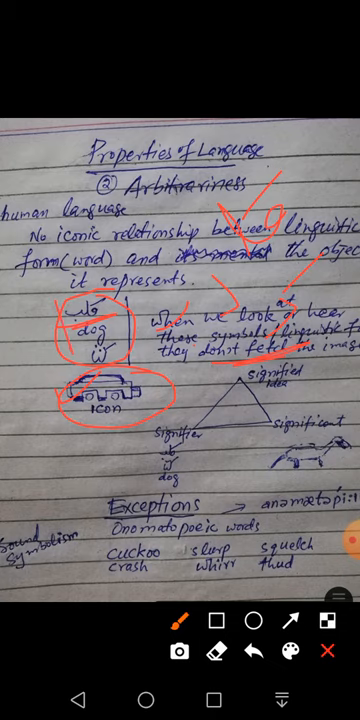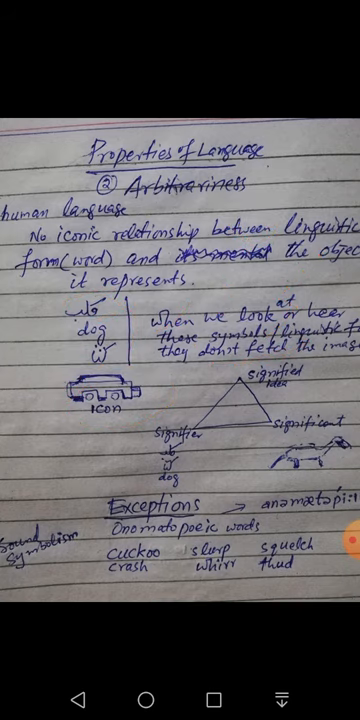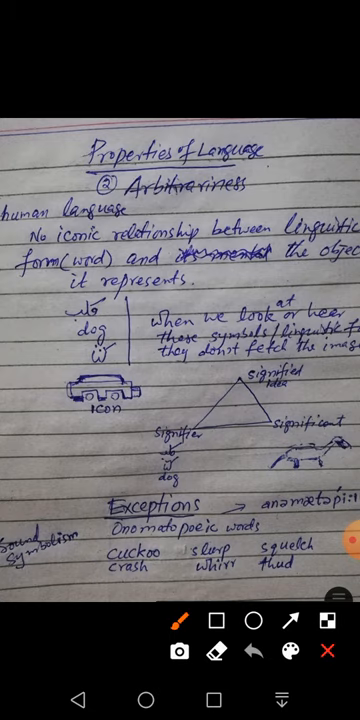So these are three words which represent dog, okay? In these three words, kalb, dog, and kutta, they represent the same object in real life. But just by looking at these three symbols or linguistic forms, we don't get the idea of a dog. As you can see here, this is dog. So the relationship between these three words and this actual dog is arbitrary.